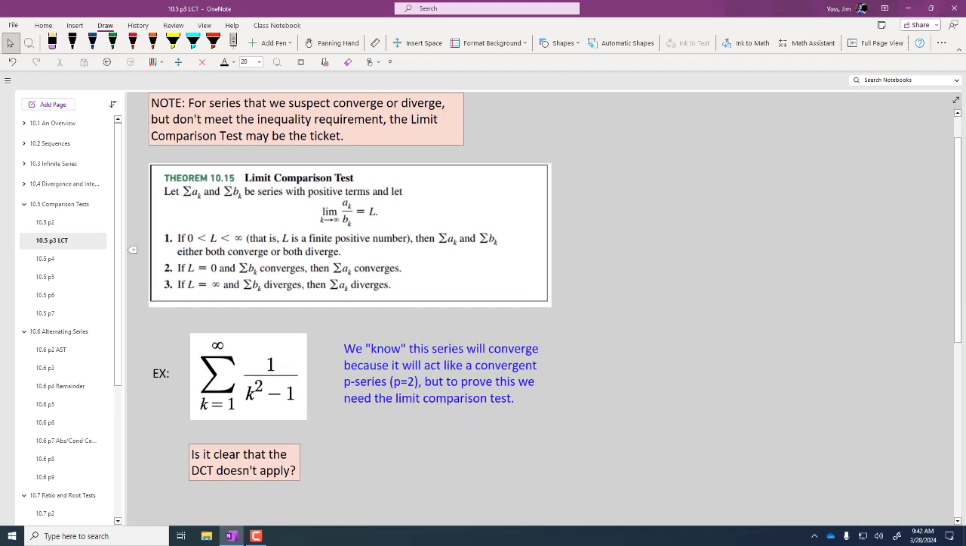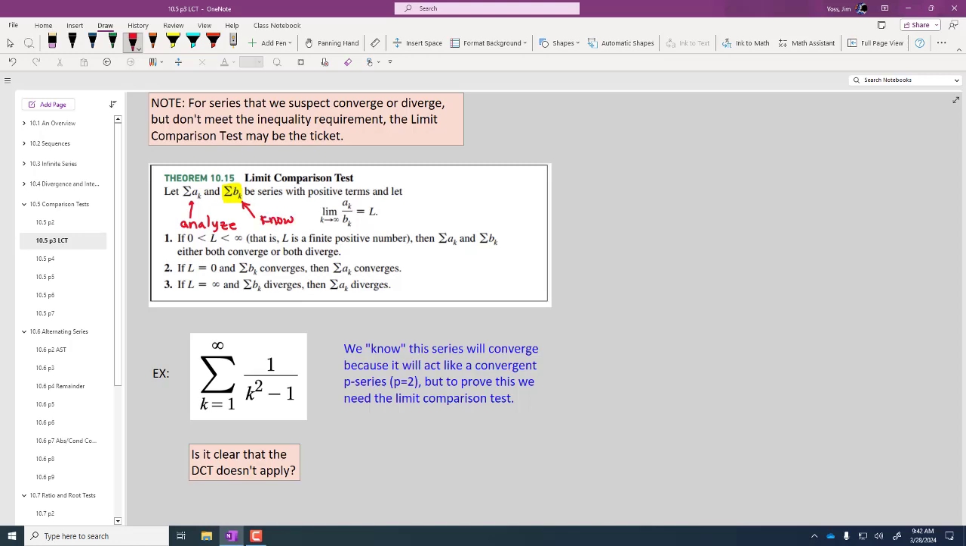So for series that we suspect converge or diverge but don't meet the inequality requirement, the limit comparison test might be the ticket. So let's see how this works. Once again, the b sub k's are the known series. This is the series we are using as our comparison series. And so we'll have to talk about how you create it, how you choose the b sub k. And then a sub k is the one that we're analyzing for convergence. And this one we know.